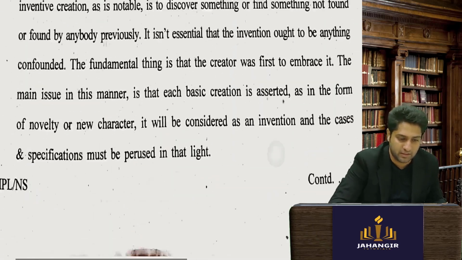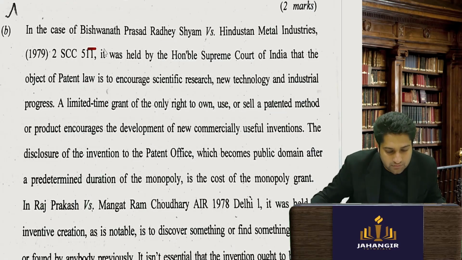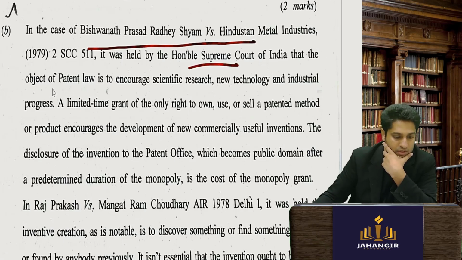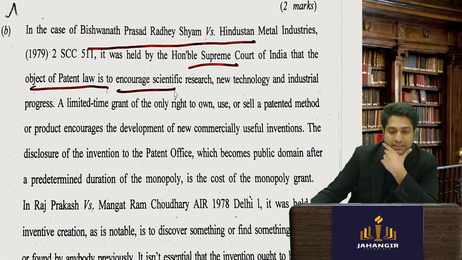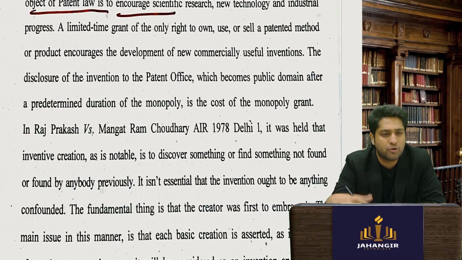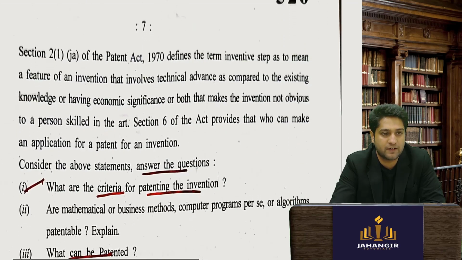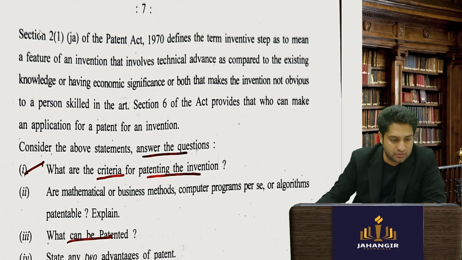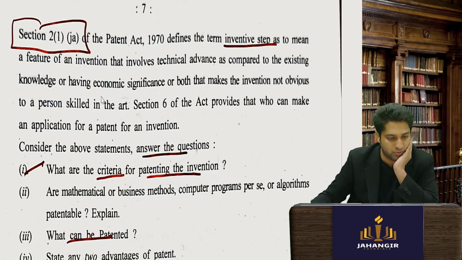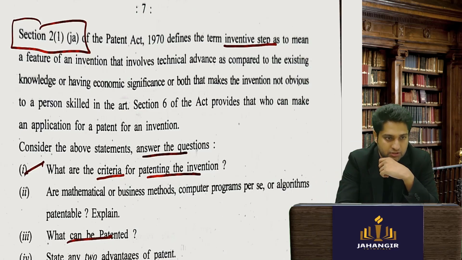So let's read quickly into the keywords and finish it off. So what are they giving? That in the case of Hindustan Metal versus Biswajit, it was held by the Supreme Court that the object is to encourage technology, etc. A limited grant is given for a patent. The theory they have given, it will be considered an invention and must be present. Now in section 2(1)(ja), it defines inventive step. So they have given you theory. There is not a situation also. Directly we have to write.